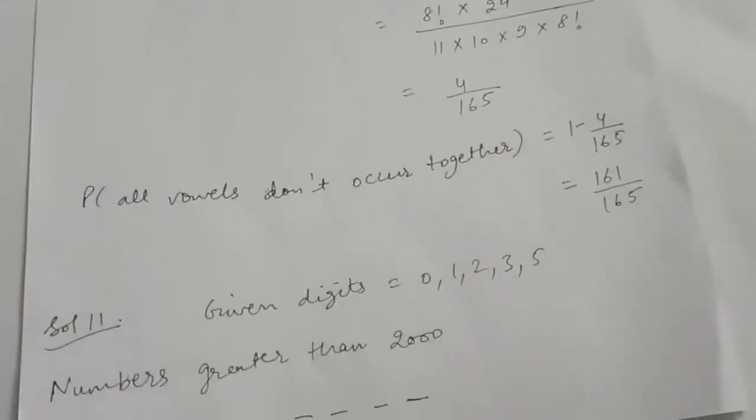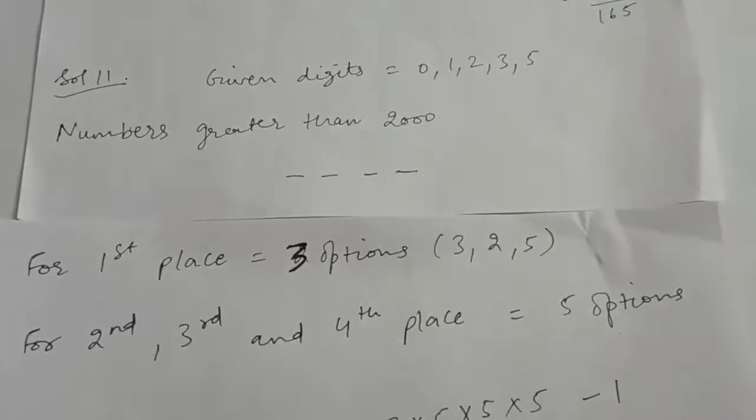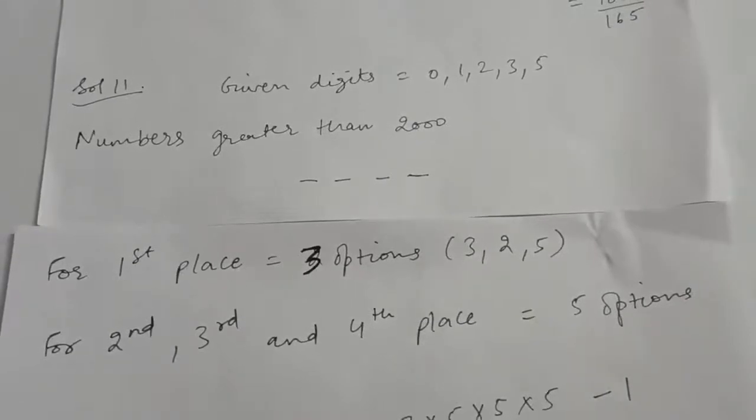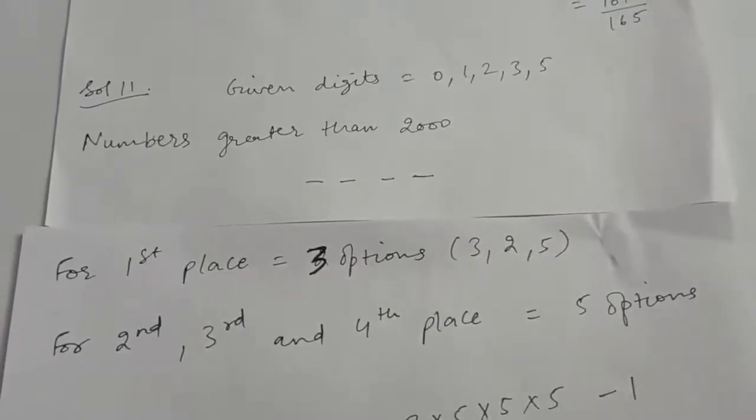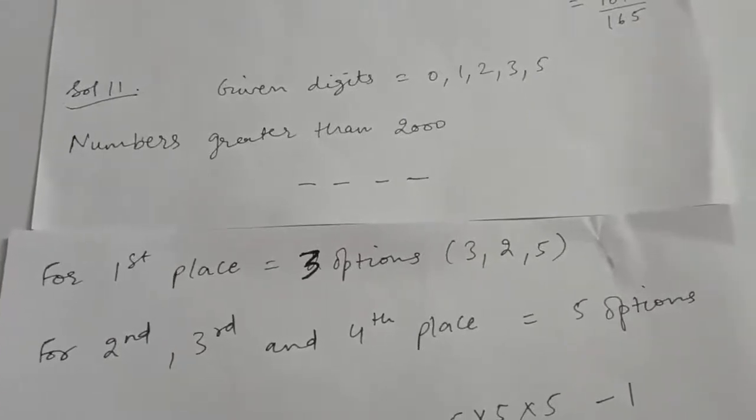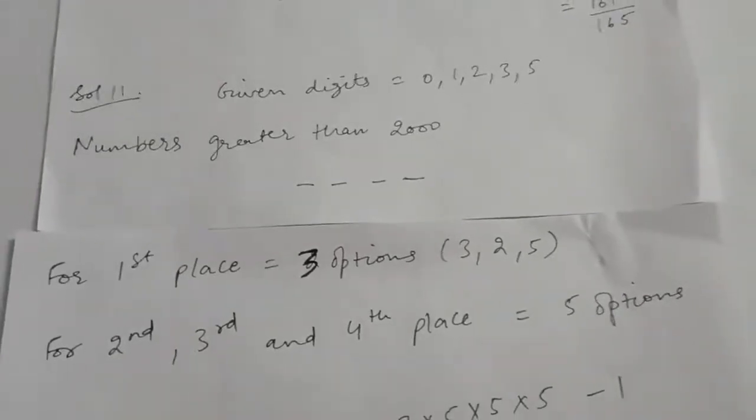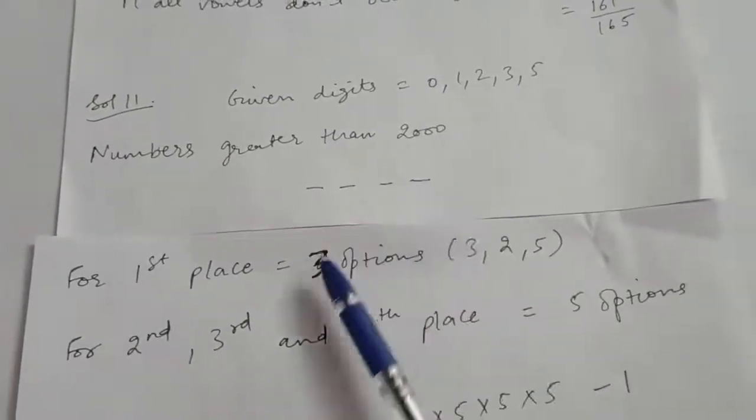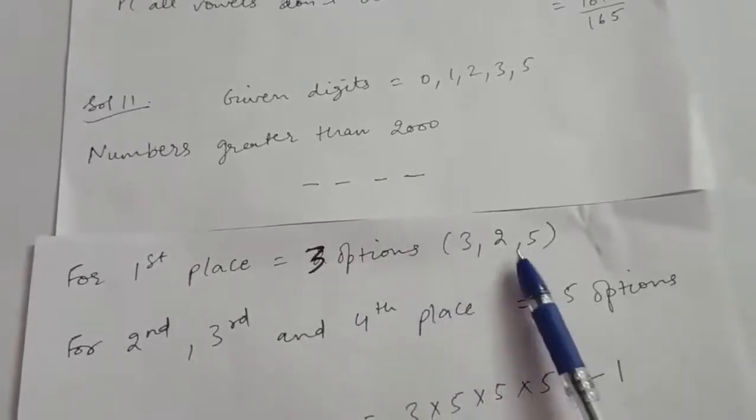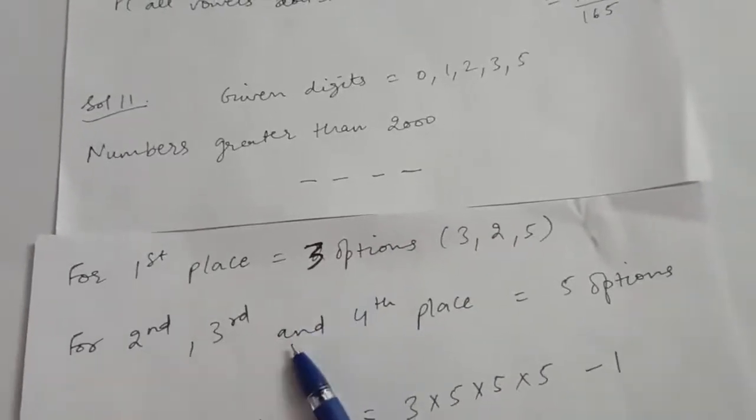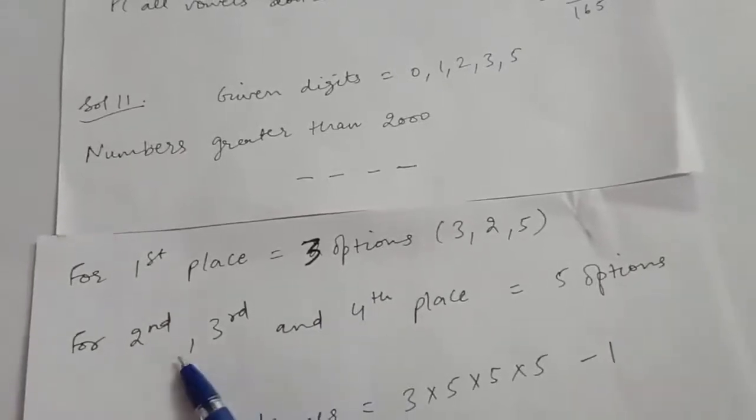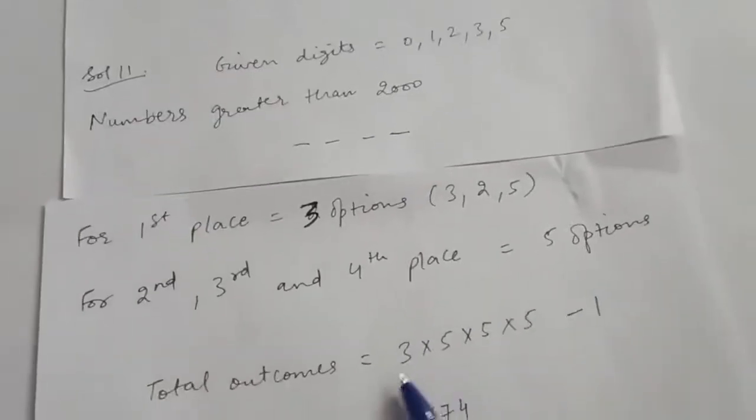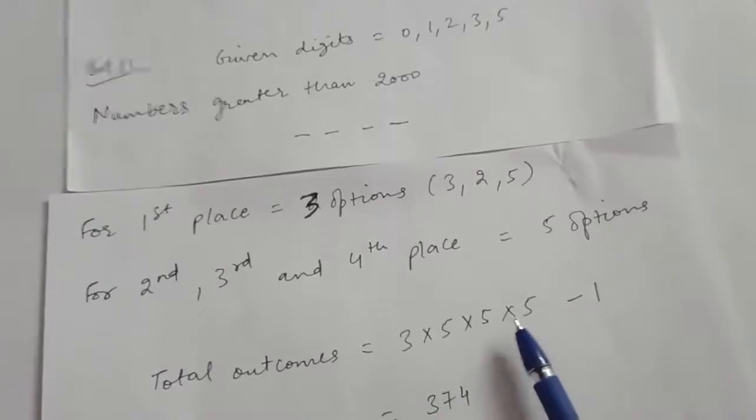Now in question number 11th, a number greater than 2000 has to be formed from the digits 0, 1, 2, 3, 5, and we have to find the probability that the number formed is divisible by 5. So given digits are 0, 1, 2, 3 and 5. First of all, we will find the outcomes, that is the numbers that are greater than 2000. Now see, for the first place either 3 can come or 2 or 5, that is we have 3 options. And because digits can repeat, it is given in the question. For the second, third and fourth place we have 5 options each. So total outcomes will be 3 into 5 into 5 into 5.